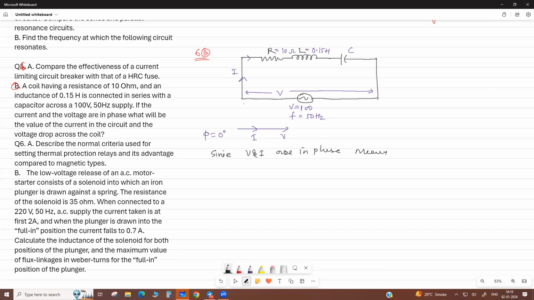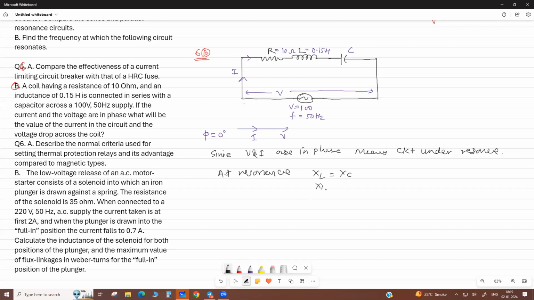it means circuit under resonance. So it is a series resonance. Okay. In an RLC circuit, when voltage and current are in phase, it means it is operating at unity power factor, and it is possible only under resonance. Now you write at resonance. What is the condition of resonance? Your inductive reactance is equal to capacitive reactance.